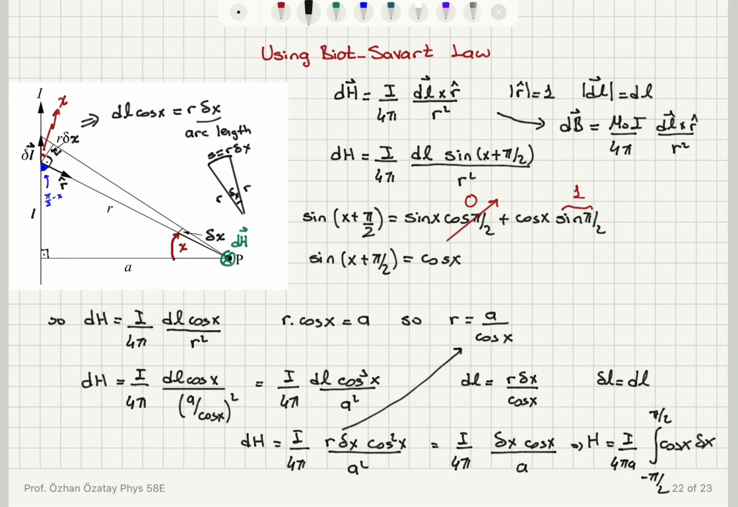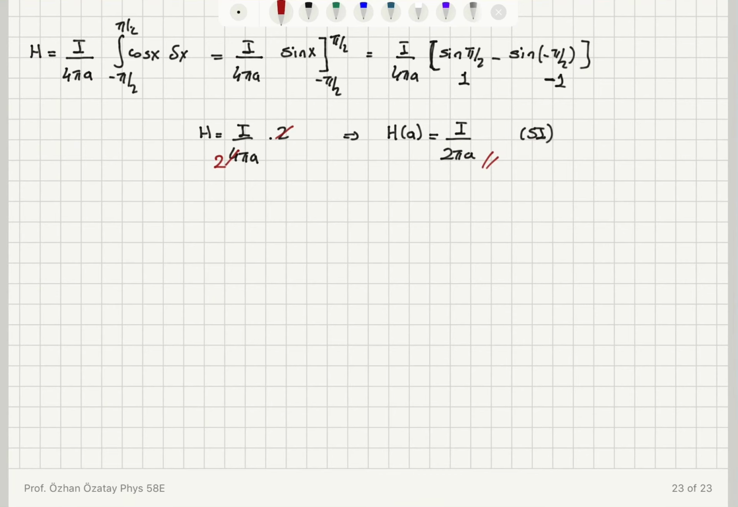Doing these substitutions and integrating over x from minus pi over 2 to plus pi over 2, so that we will be spanning an infinitely long line here. We see that if we perform this integral, we obtain the identical result we found when we used Ampere's law, and this is again the result that we obtain using SI units.